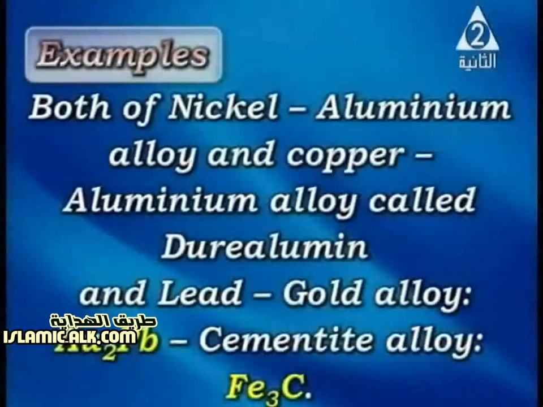For example, nickel aluminum alloy and copper aluminum alloy that is called duralumin, and also another example, lead gold alloy that has chemical formula Au2BP, and third one is cementite alloy that has chemical formula Fe3C.